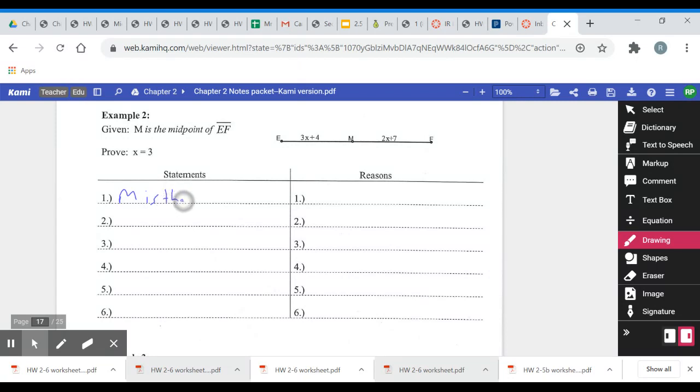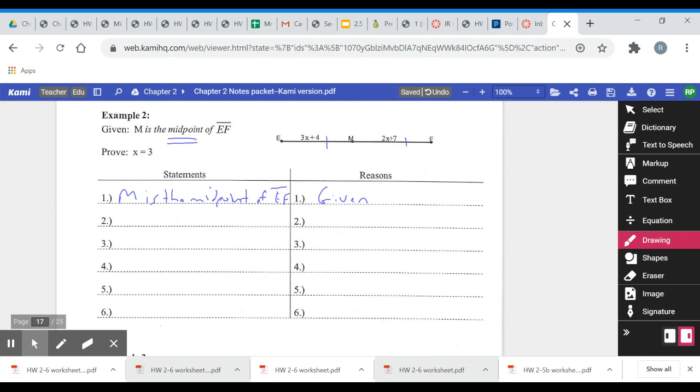M is the midpoint of EF. Okay, and again, that is given. All right, from there, look at the picture and think about what does it mean if M is the midpoint? I have to know what those words mean. So midpoint means middle. And if M is right smack dab in the middle of E and F, then I therefore know that these two pieces are congruent.